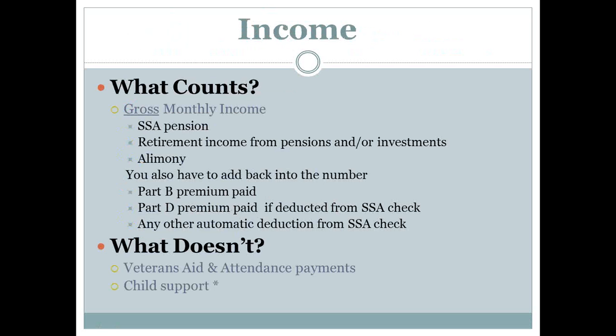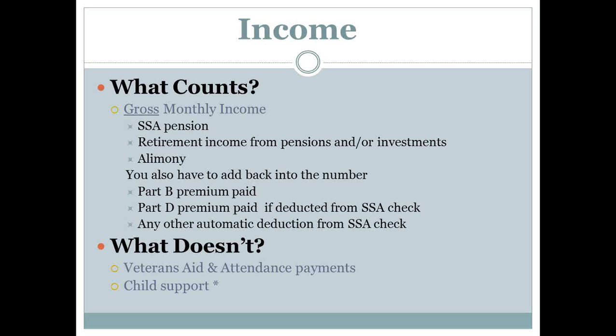So income. Income is the gross monthly income of the person applying, sometimes the household, so it depends on what program. Social Security, pensions would count like this, retirement income from any other pensions or investments. So let's say somebody had a 401k or an IRA, something like that, and they were drawing on it. The money that they're taking from that account is considered income, and so there's not any way around that. You have to have declared all income sources.